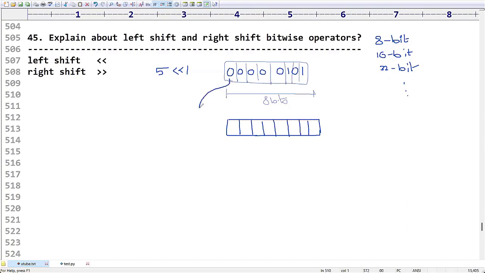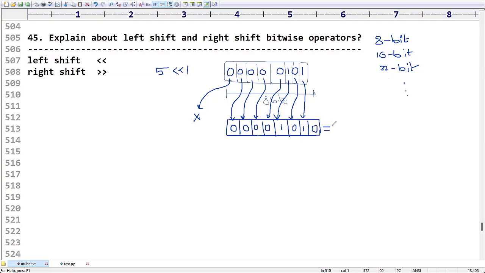The leftmost bit will be gone; we are not required to store it. Next, this 0 will come in this place, then this 0, then this 0, then this 0 in their respective places. Then this 1 will come in this place, this 0 in this place, and this 1 in this place. The last bit is vacant, and that is always filled with 0.